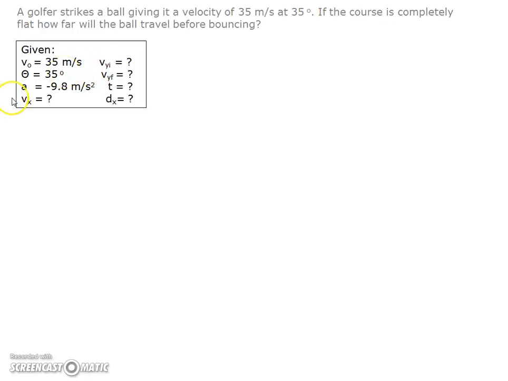From the question, the given values are V0 equal to 35 meters per second, delta equal to 35 degrees, acceleration due to gravity equal to negative 9.8 meters per second squared.